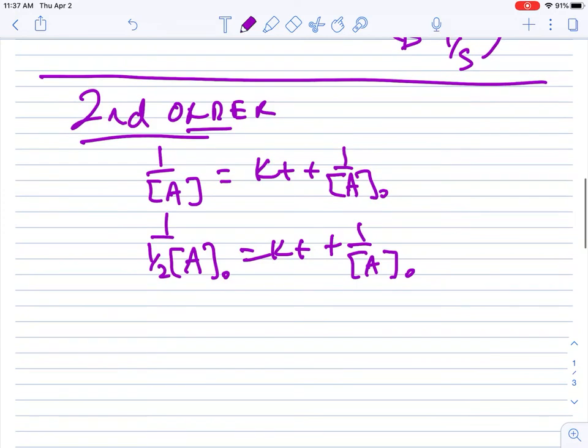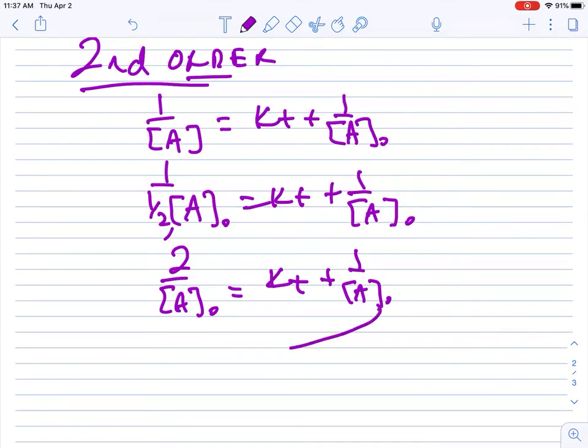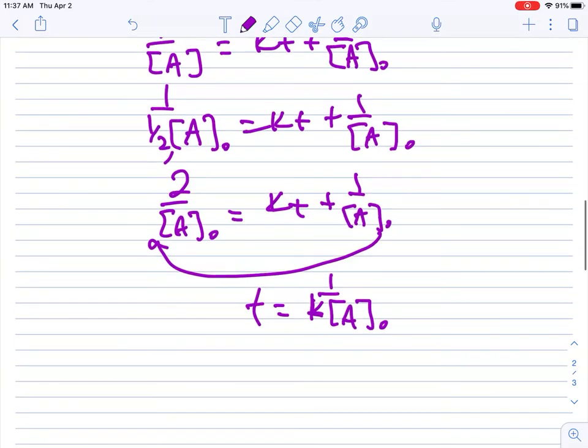Now, if you're playing along in the studio audience and you want to do a little bit of math, you can sit here and go, oh, that 2 is going to flip up. So I have 2/A0 equals kt plus 1/A0. And I subtract this over, I divide by t, I get my half-life equaling 1/(k times A0).